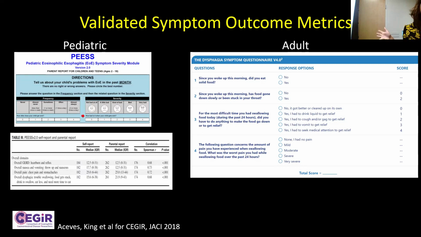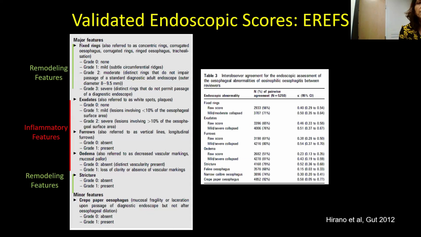On the right side is the DSQ, or the dysphagia symptom questionnaire, used in many clinical trials. It really asks about dysphagia: how much solid food could you eat? What did you have to do to remove it? So it asks about the impacts of dysphagia.